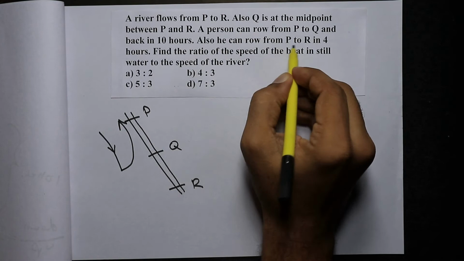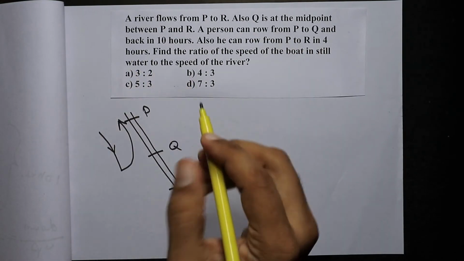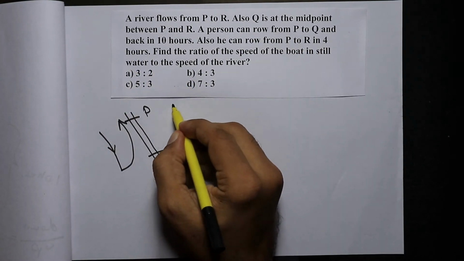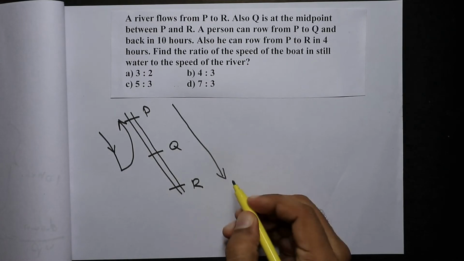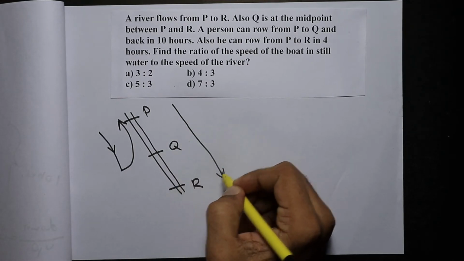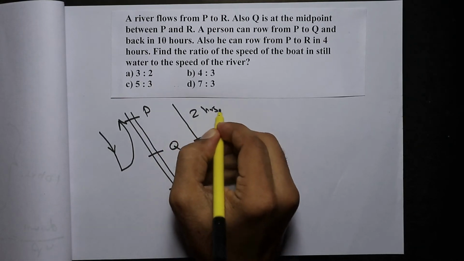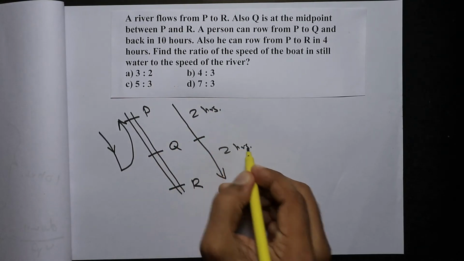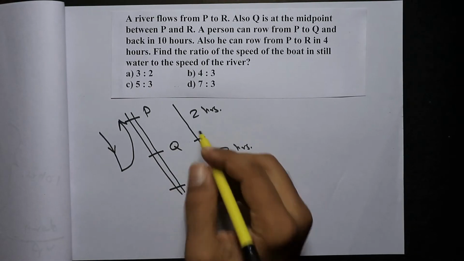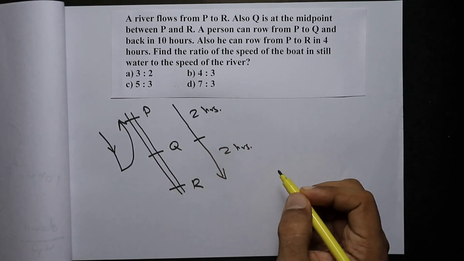Also, he can row from P to R in 4 hours. So this total is 4 hours. Q is the midpoint, which means that this should be 2 hours and this should be 2 hours because Q is the midpoint. So 2 plus 2 altogether 4 hours.